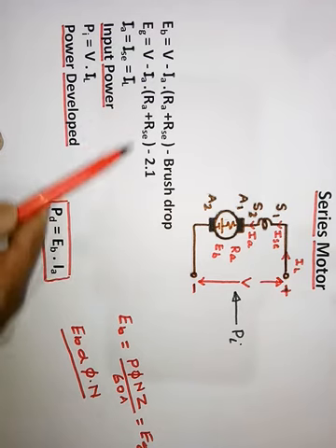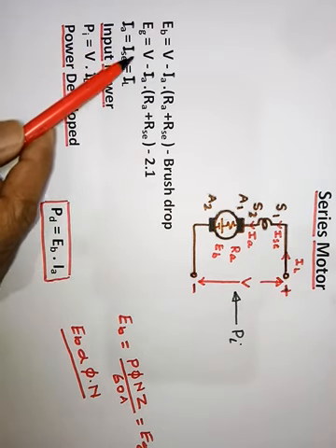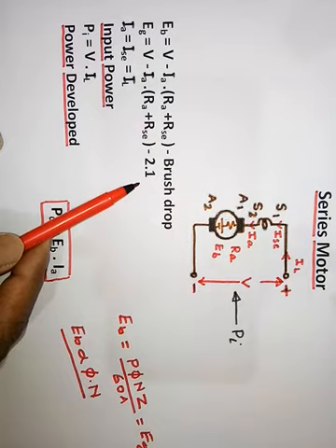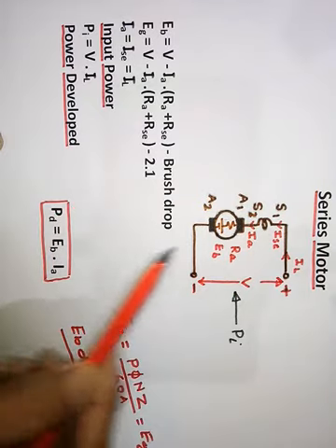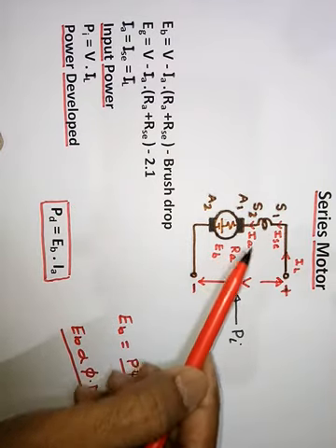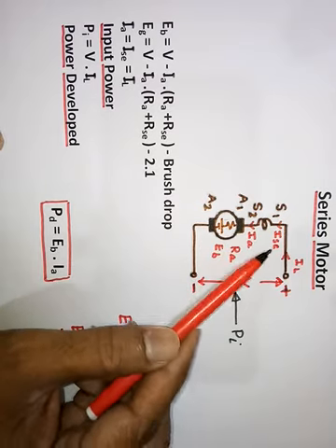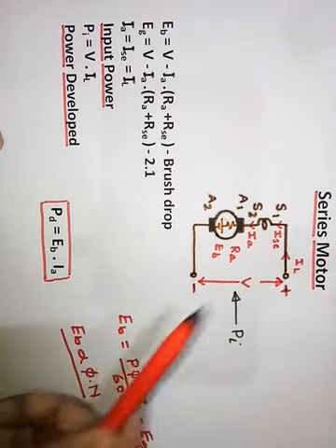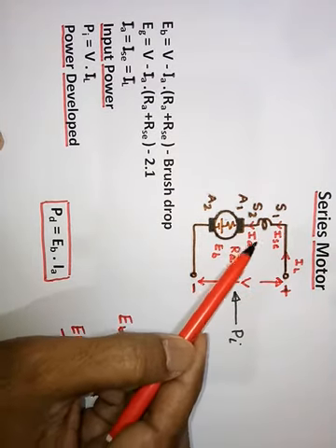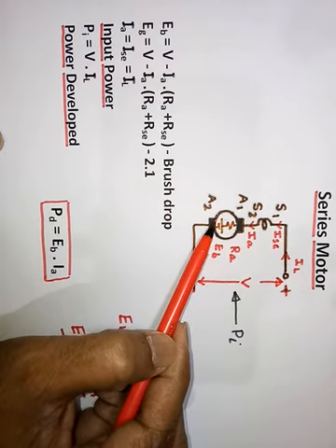Clear? Now you can substitute the values here. EG equal to V minus IA (RA plus RSE) minus brush drops, because these two are connected in series. So total voltage drop becomes how much? So I am taking the current as IA. मैंने इन तीनों ब्रांच का करंट सेम लिया है. क्यों? कि all are connected in series. This is IA, the current entering the armature circuit.